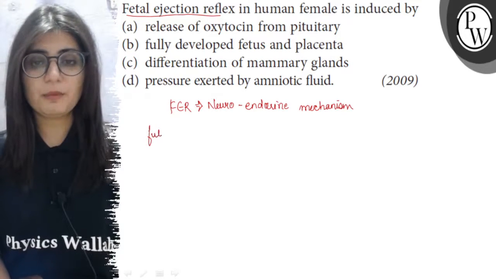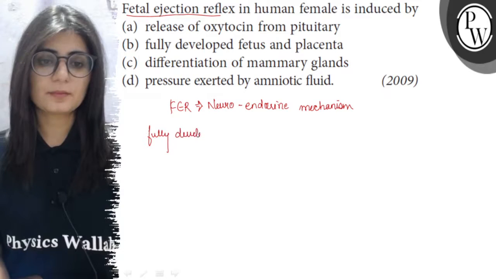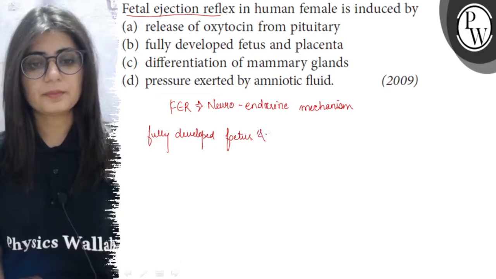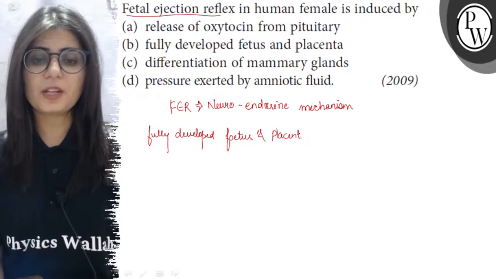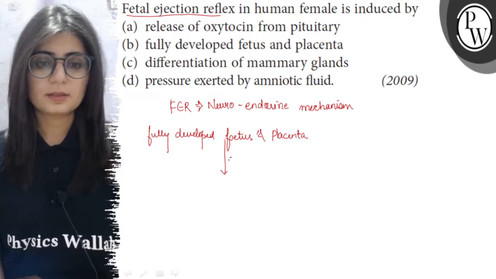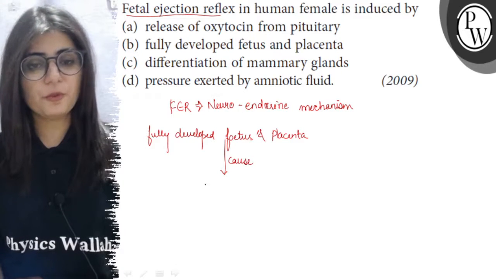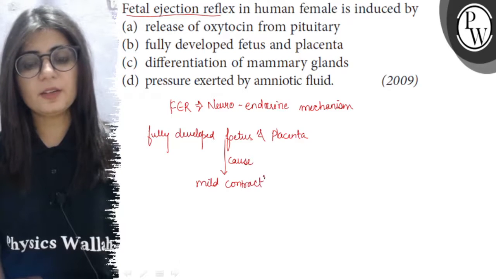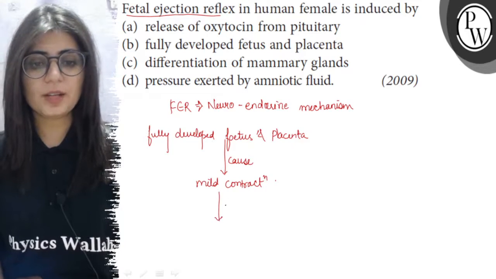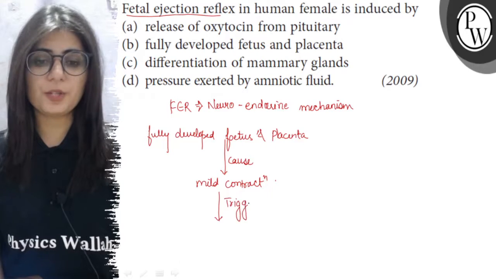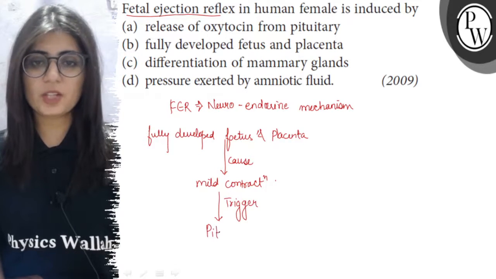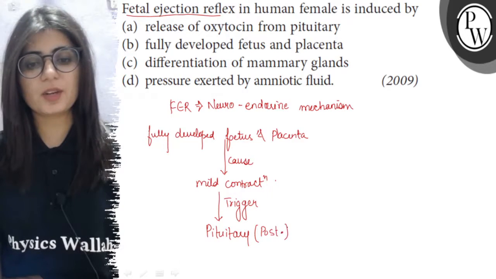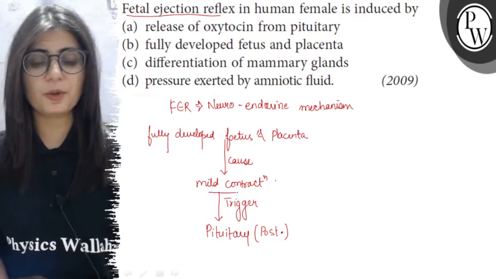The fully developed fetus and the placenta, they cause a mild contraction in the myometrium of the uterus. So there will be mild contraction in the uterus, and this mild contraction in the uterus triggers the posterior lobe of pituitary. So pituitary, and which lobe? The posterior lobe. So this posterior lobe of pituitary is triggered or stimulated by this mild contraction.